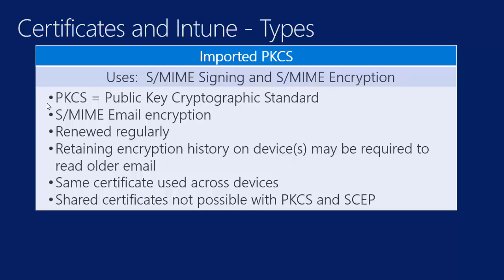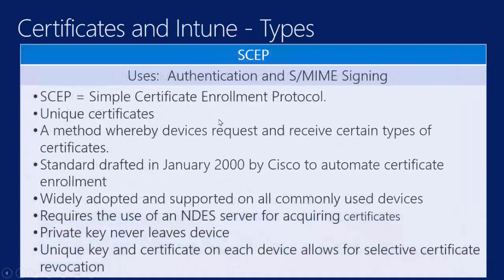Based on my experience, it's the least used of all the different certificate profiles that we can do in Intune, but it does fill the specific need for email encryption and so forth. And then finally, SCEP. SCEP is the most used, in my experience, certificate profile type in Intune. SCEP can be used for authentication, also S/MIME signing. SCEP, Simple Certificate Enrollment Protocol. Again, this results in unique certs per device, per user.